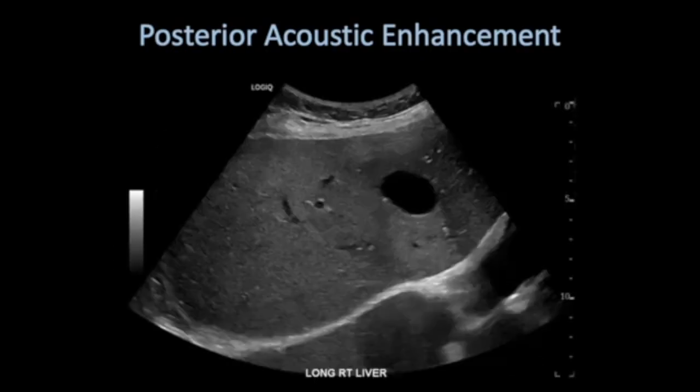So going back to our original example here, we have a cyst within the liver with posterior acoustic enhancement caused by less attenuation of the sound beam.